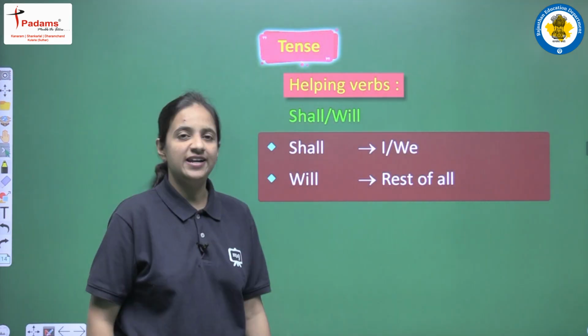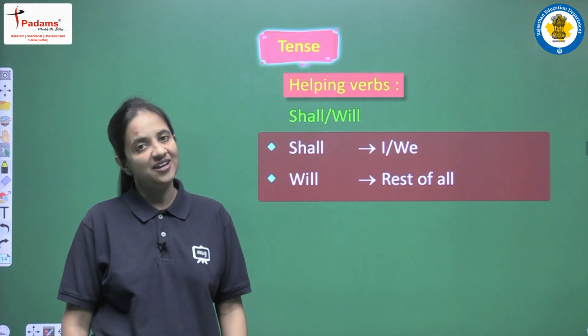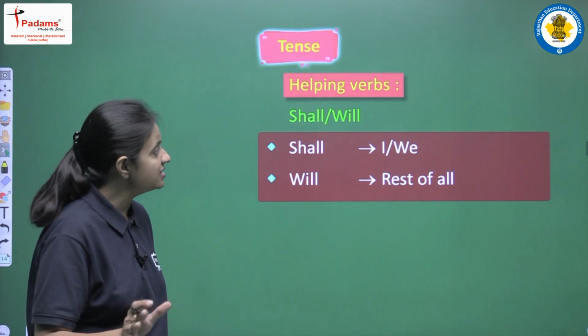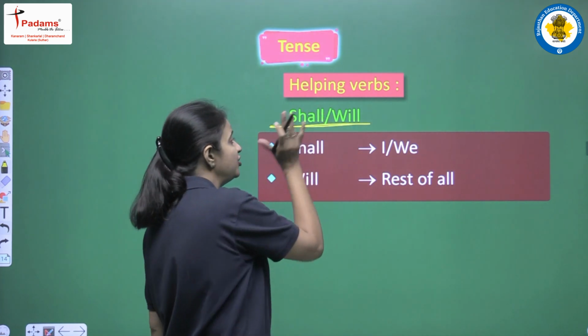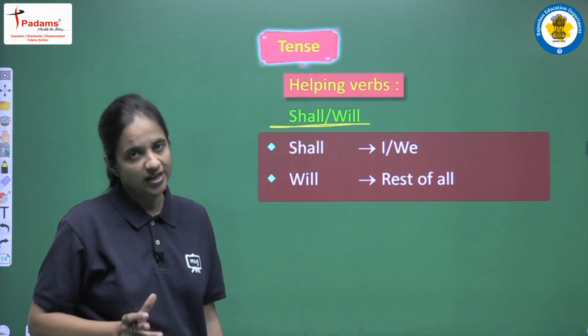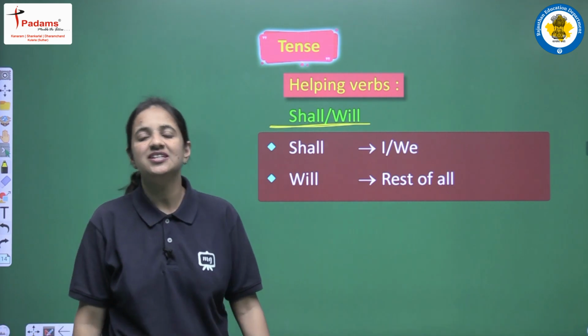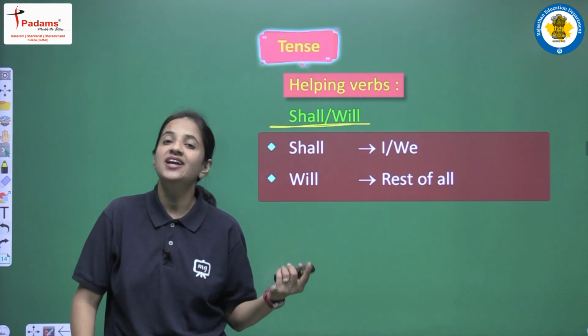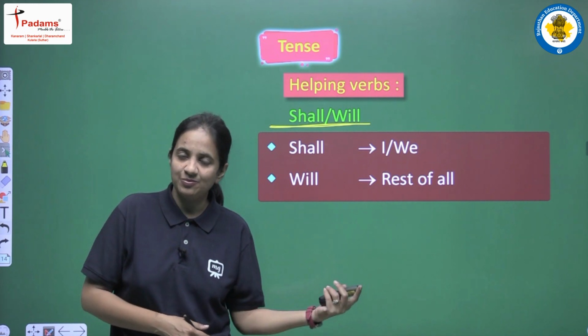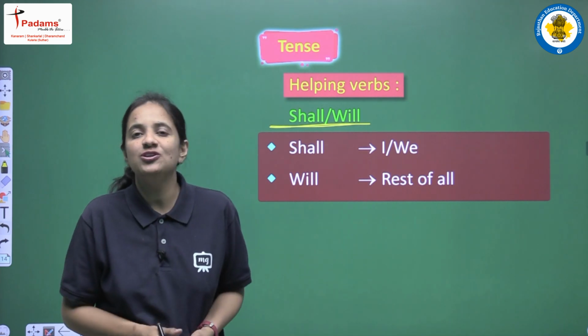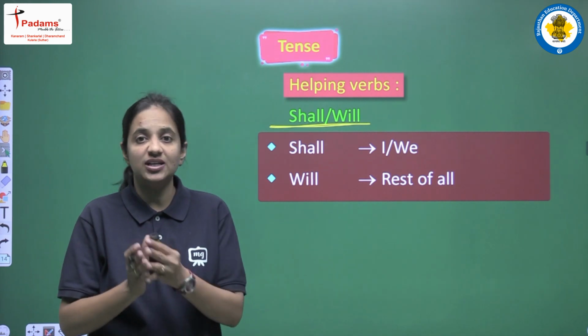So first of all, let's see the helping verbs that are used in future simple tense. In this tense we have two helping verbs. They are shall and will. One is shall, second is will. When we have more than one helping verb, it means that we have to use these helping verbs according to the subject.